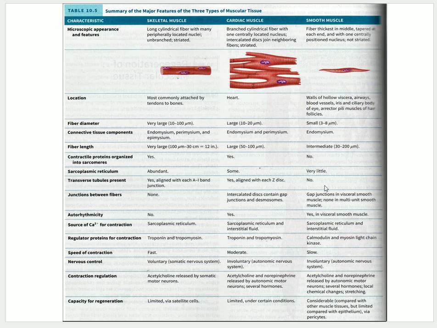Transverse tubule, so this has to do with contractile patterns. It's found in skeletal and cardiac muscle, but not in smooth muscle. So cardiac and skeletal, but not in smooth. Junctions between fibers, there aren't any in skeletal. Cardiac we'll talk about when we get to cardiovascular in A&P 2. And then remember those tight junctions, gap junctions, desmosomes we talked about in our earlier lectures? Here's pretty much where they come into play. So gap junctions, desmosomes, and then gap junctions in visceral smooth muscle here.